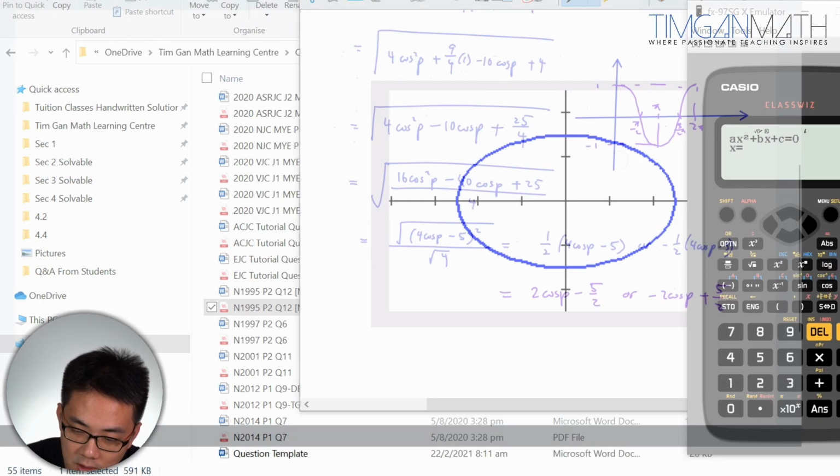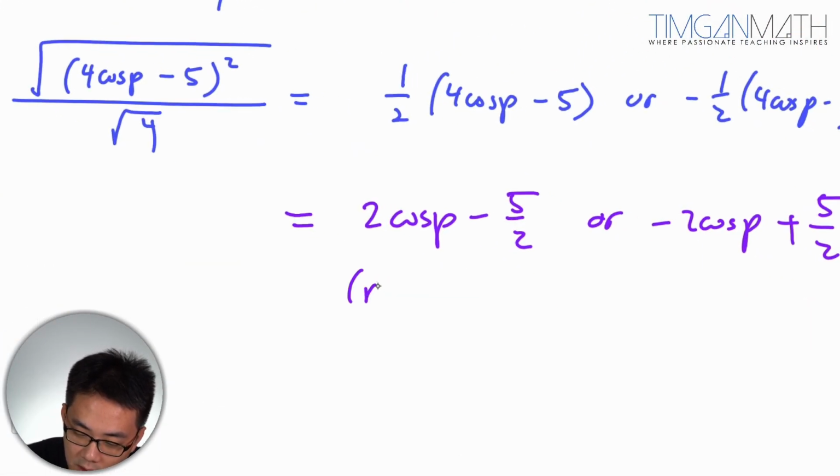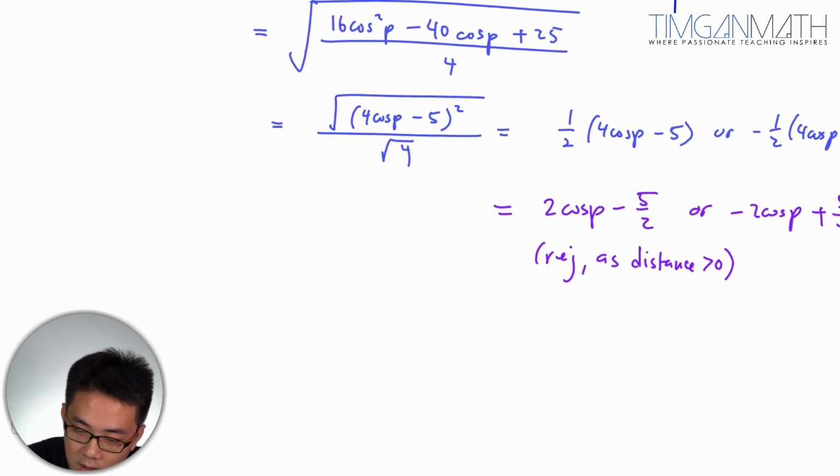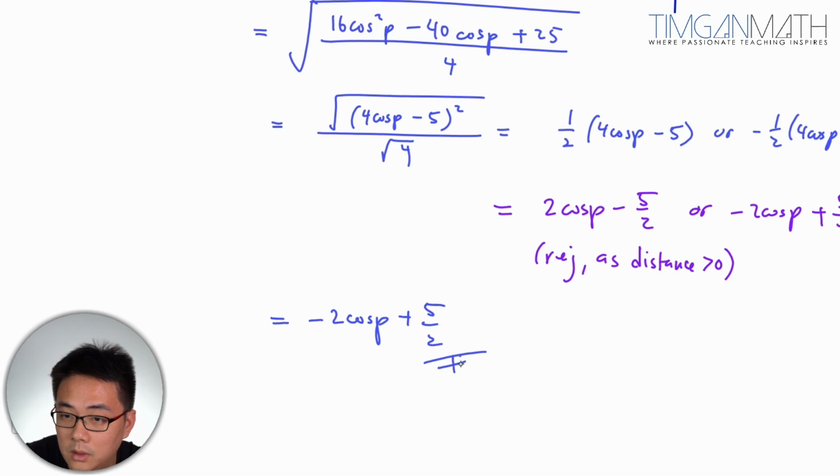So this part here, we reject, as distance is more than 0. Hence this will just give us negative 2 cosine p plus 5 over 2, as shown. Okay, that's how you do it.